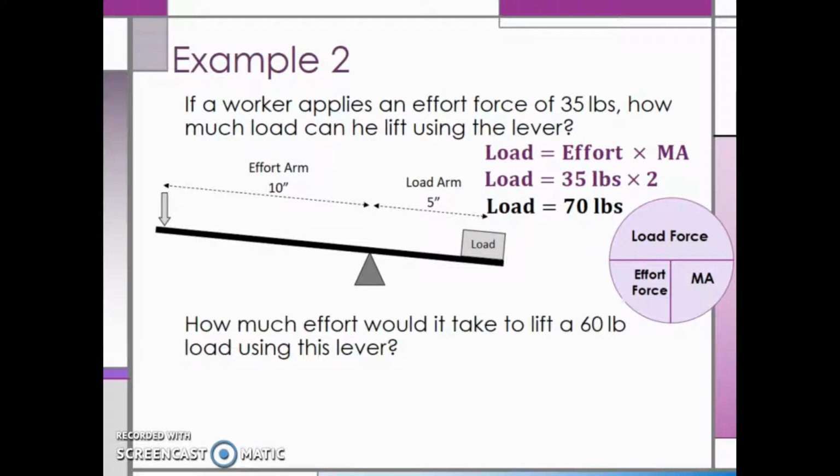In the next part, we need to calculate how much effort would it take to lift a 60-pound load using this lever. Now we need to find effort, so covering that up, we see we are left with load force divided by mechanical advantage. Our load force is equal to 60 pounds, and the mechanical advantage is still 2. Dividing, we end up with an effort force of 30 pounds.